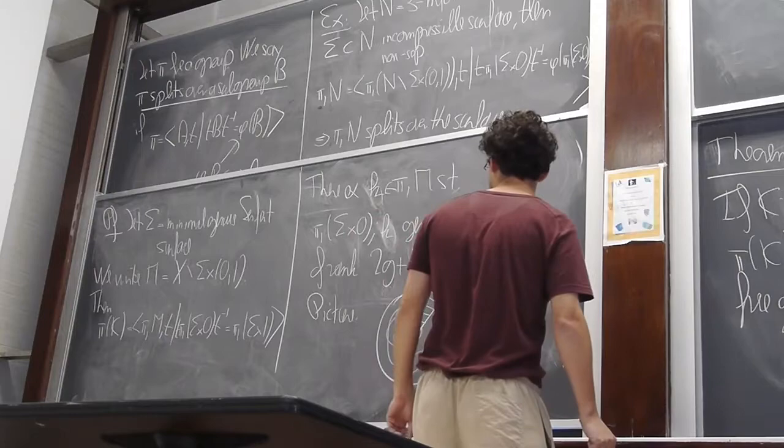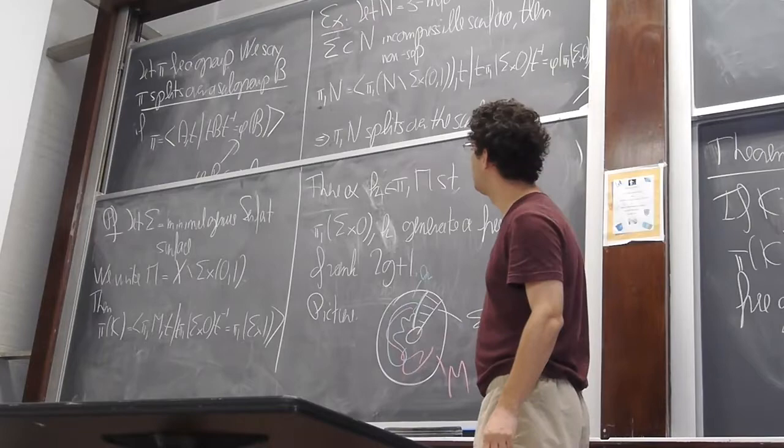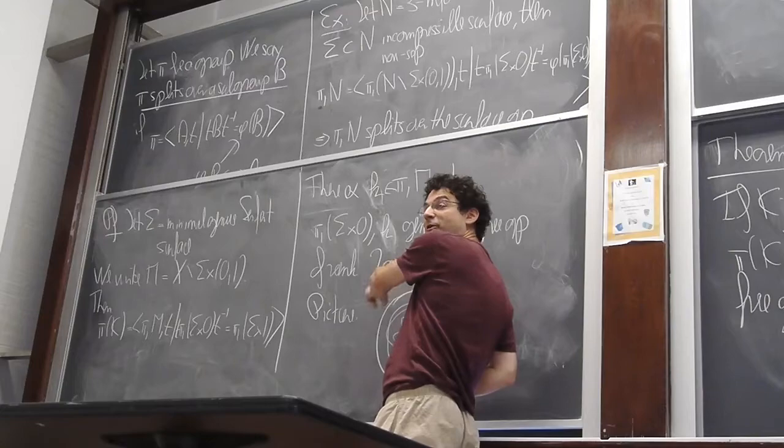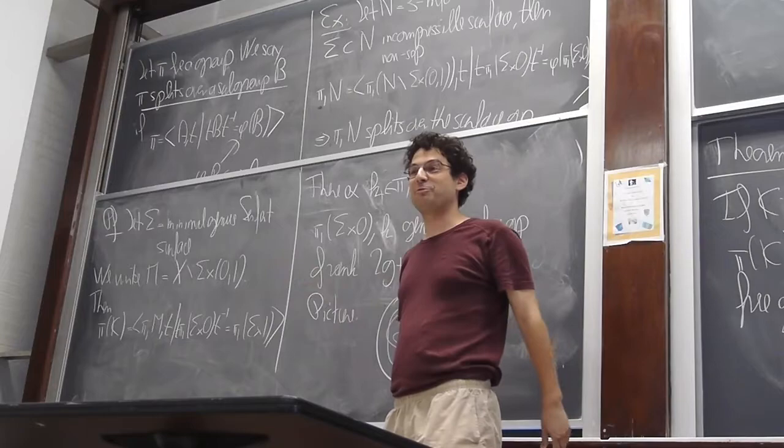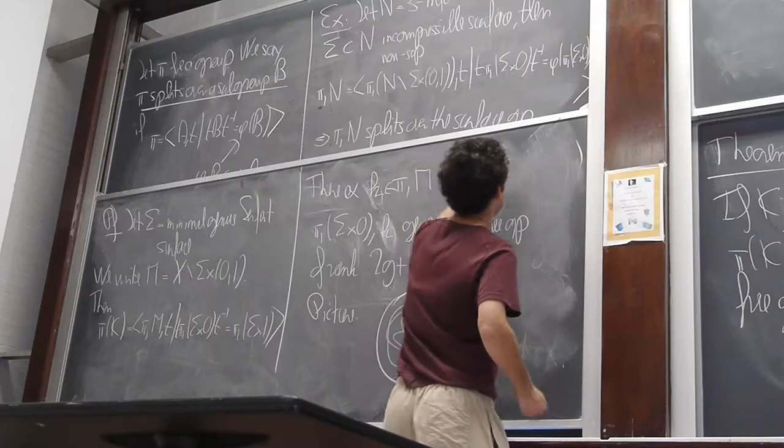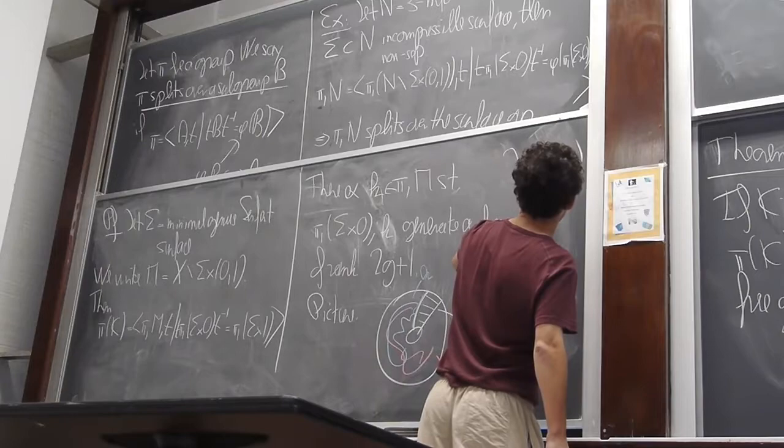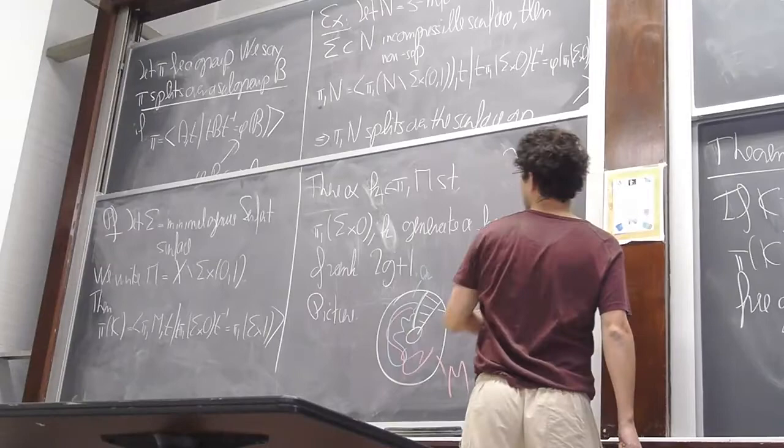So far you haven't used the non-fibered assumption. Oh, yeah, I use it. Because if k was fibered, the complement would just be sigma times an interval, and then there's no space left. So that's exactly why I use non-fibered. I should stress it. Okay, and now we're basically done.